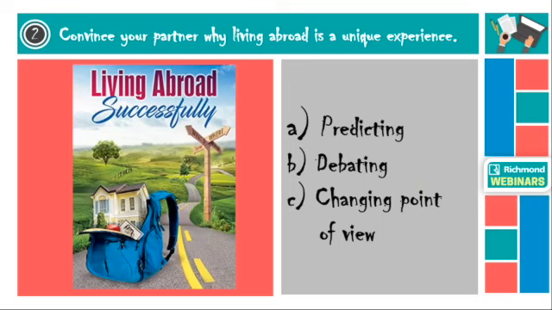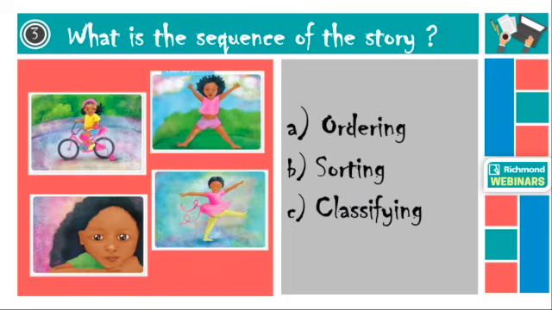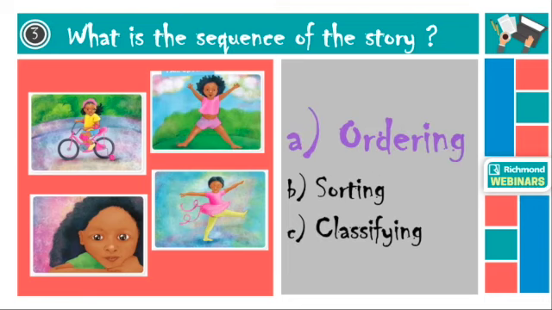Now, convince your partner. That would be changing point of view. Thank you very much. What is the sequence of the story? Ordering. Yes, and because of the illustrations, you can see this comes from a preschooler book. So you can see how preschoolers do critical thinking. You could also do sorting or classifying in many different activities. So this is not exclusive of young adults or elementary school students.